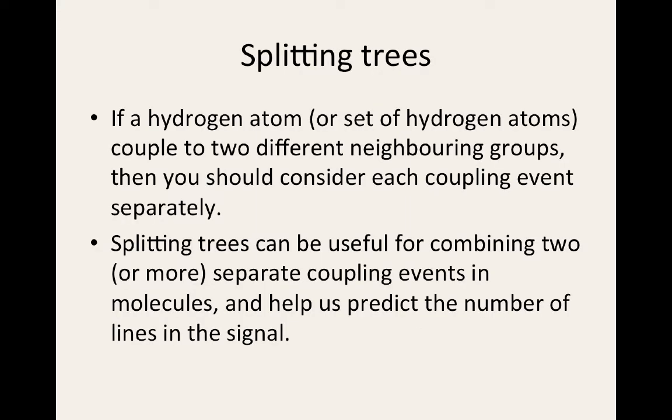If a hydrogen atom or set of hydrogen atoms couple to two different neighbouring groups, then you should consider each coupling event separately. The number of different types of hydrogen depends on the symmetry or lack of symmetry in the molecule. Splitting trees can be useful for combining two or more separate coupling events in molecules and help us predict the number of lines in the signal. This is a useful aid to interpreting proton NMR spectra and assigning signals to particular sets of hydrogen atoms.